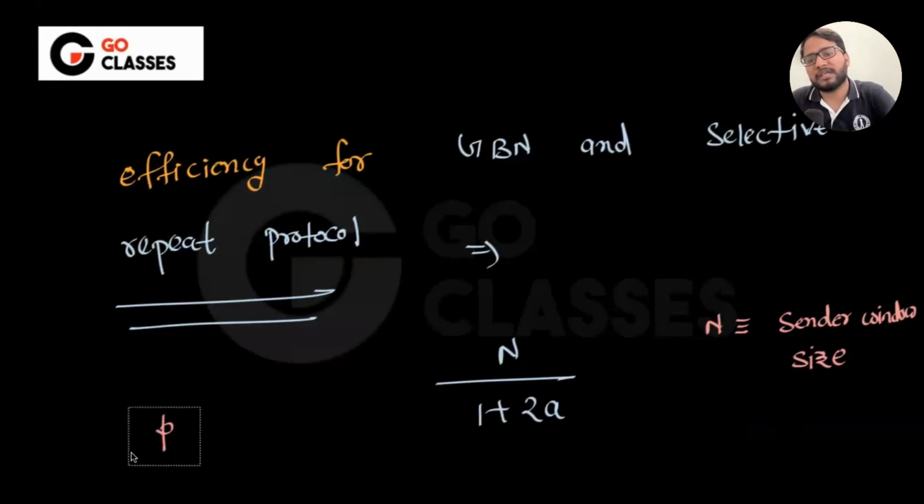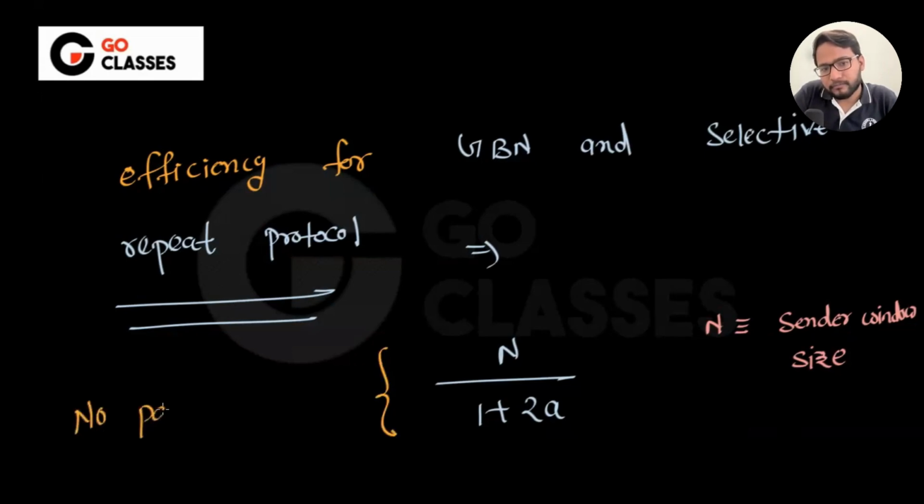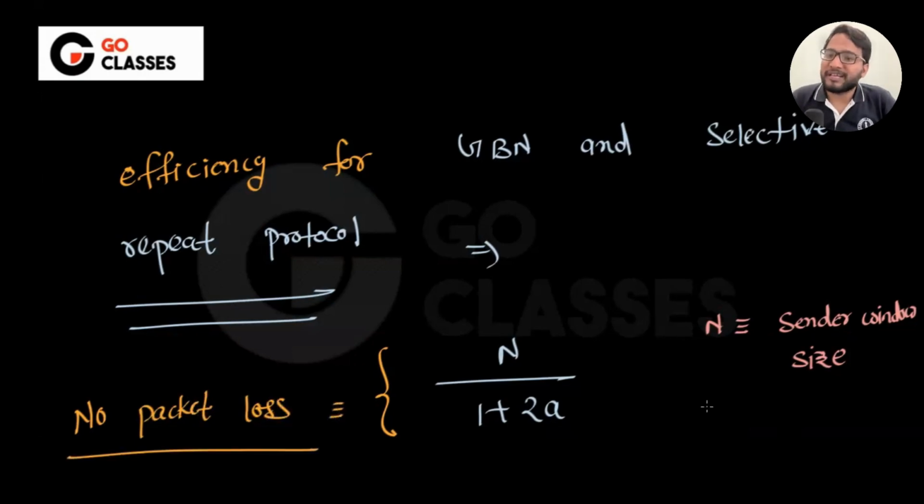So this is the efficiency where there is no packet loss. Is this clear to everyone? If there is a packet loss, then what will happen? This is the efficiency when there is no packet loss. If there is a packet loss, then calculating efficiency is not a piece of cake. It will be too complicated, and it is completely not required for GATE. Not even the analysis, not even the formula. The formulas are there, but these are complicated formulas.